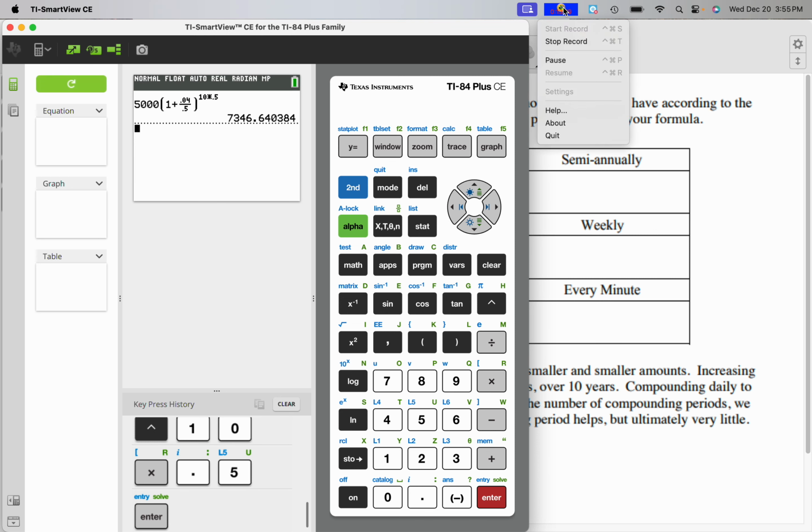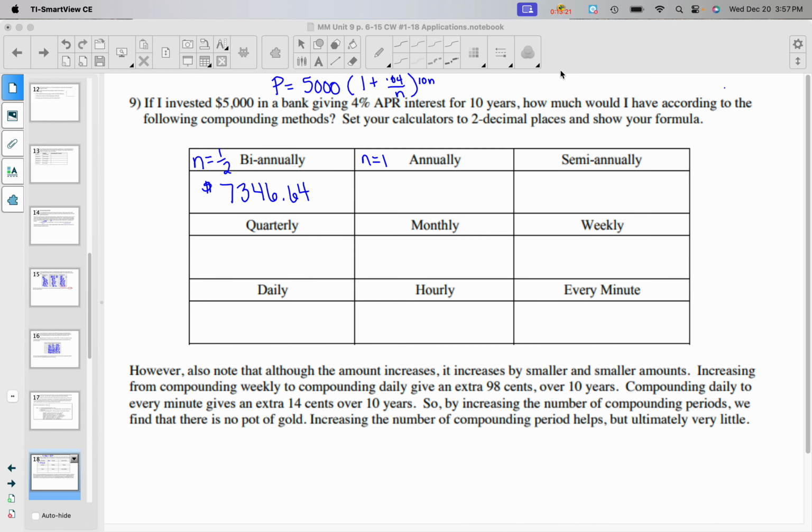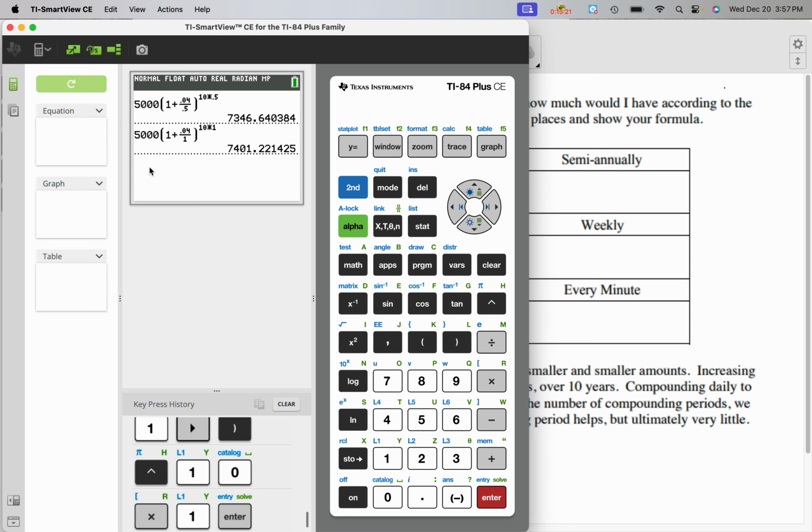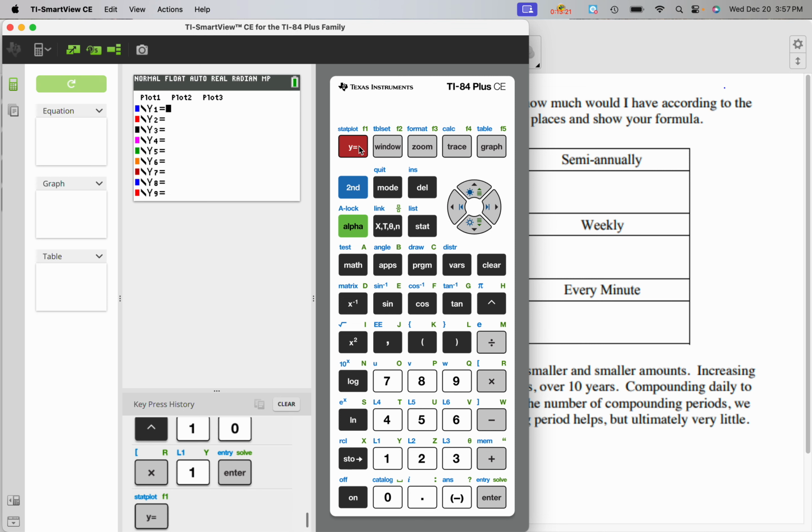So let me go back to the other screen. Okay, so for the next one, we're going to let n equal 1. And if you do that, you just take the same formula. Instead of a 0.5 for n, we're putting a 1. Now, if you notice, when you're repeating the exact same thing on your calculator and all you're changing is one variable, then instead of doing the same problem multiple times, let's write this in our Y1, and then we can use our table and just plug in the values of n, except I'm going to use an x instead.